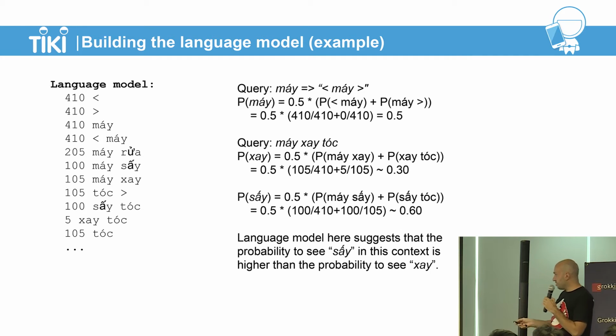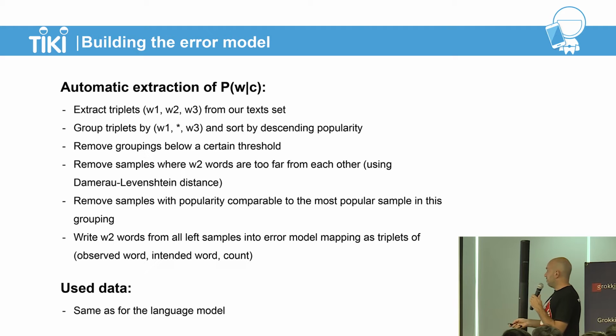And this basically means that the language model here suggests that the probability to see say in the context of my say top is higher than the probability to see psi in this context. Okay, everybody understood that, right? This is our language model. So this lets us predict the probability to observe the candidate C. Let's go further.